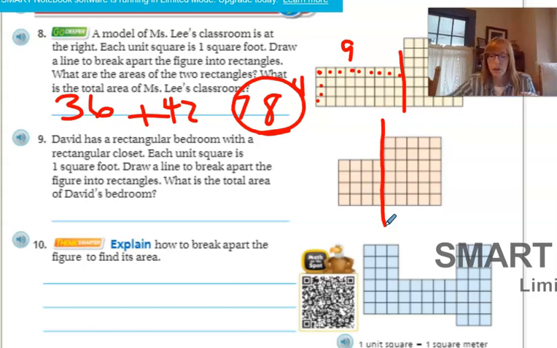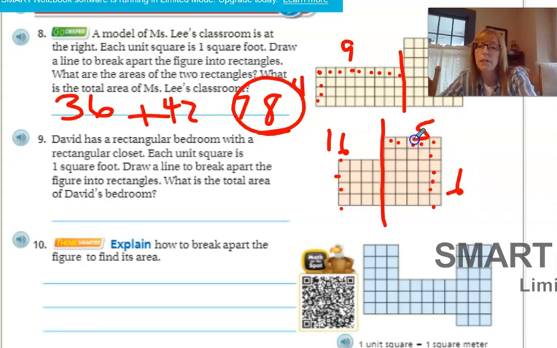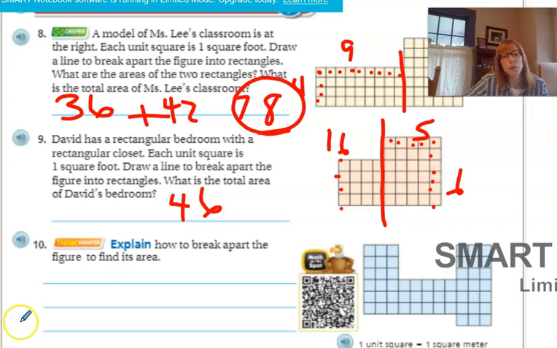Okay, so if we keep going, I'm going to go straight down there. Once I did that, I would multiply these 4 times 4 and get 16, and then 6 times 5, which is 30. So then I would have 30 plus 16, which would give me a total of 46. So hopefully you are able to do this.